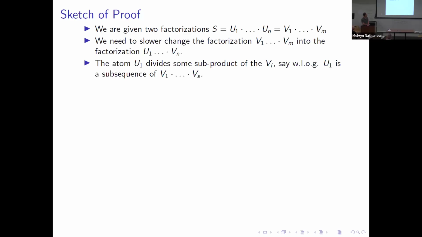So that's our goal. So we're going to take our arbitrary atom U1, and it's going to divide some subproduct of the VIs because these are subsequences. So that just means this U1 is contained in this multiset there. And let's rearrange the terms. And so it occurs in the elements V1 up to VS minimally. And so that's what we need to get this to happen.